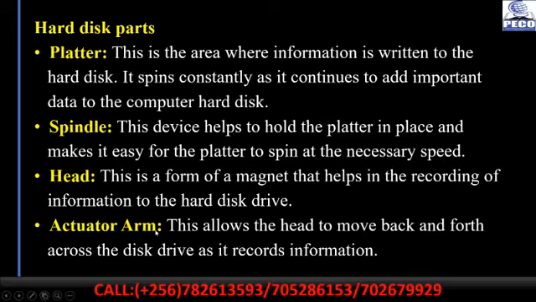This one will help so that when the writing takes place, it can move track to track, because that hard disk has several tracks. Each platter has several tracks, so you must be able to move from one track to another, and that is the work of the actuator arm.